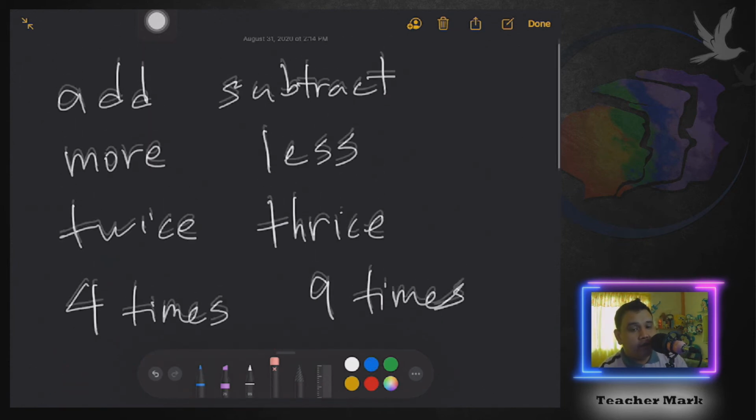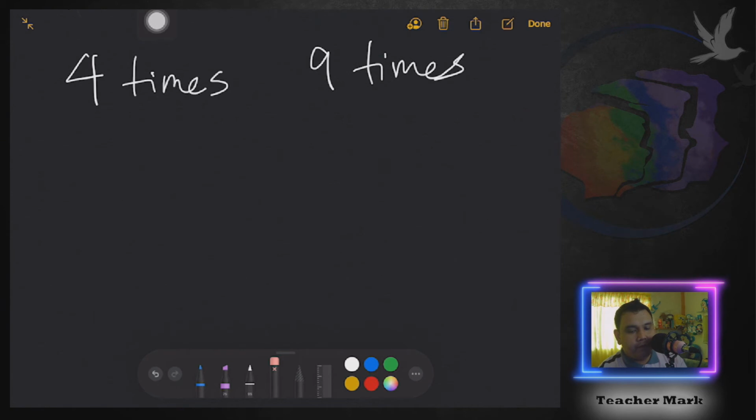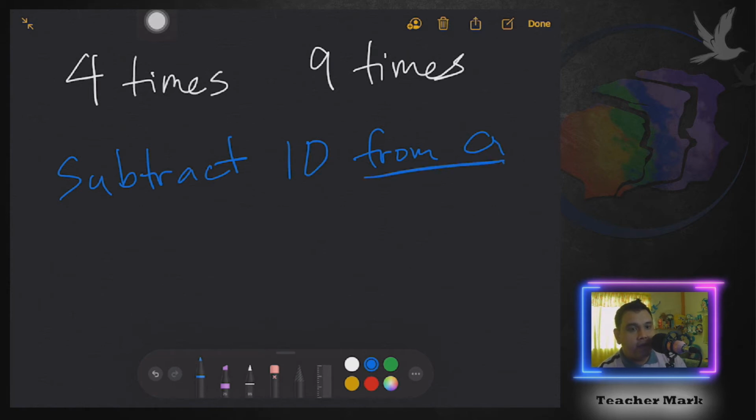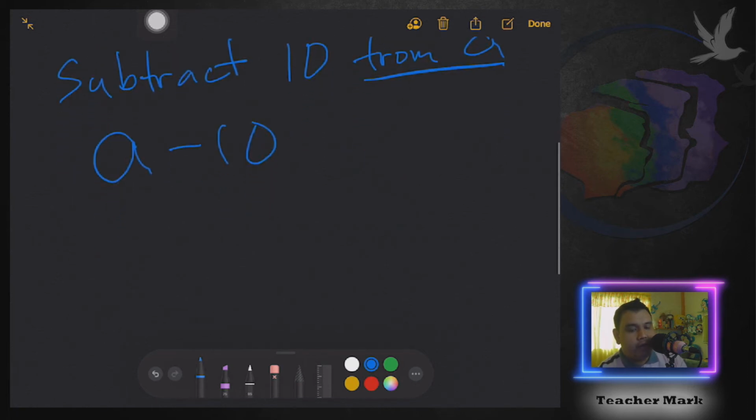So let's try to make use of the term subtract. For example, let's say subtract 10 from A. From A. Which means in this sentence, it indicates that A is already there, and all you have to do now is to subtract 10 from A. Subtract 10 from A.